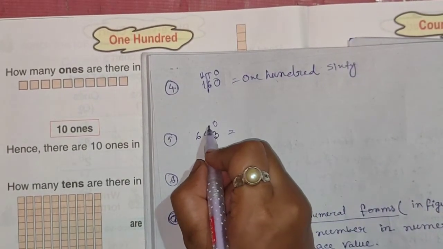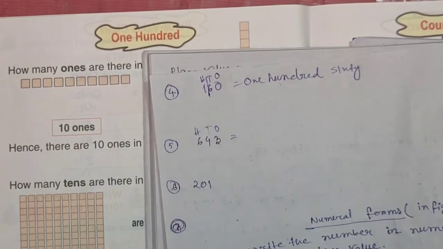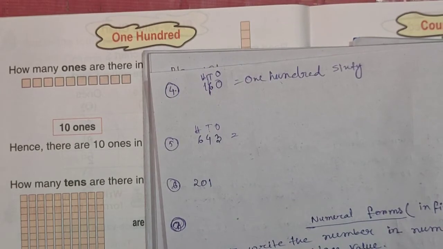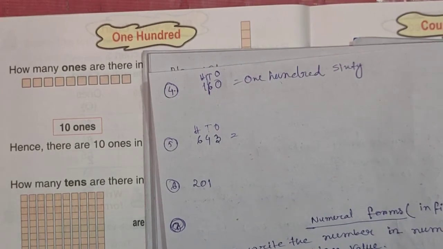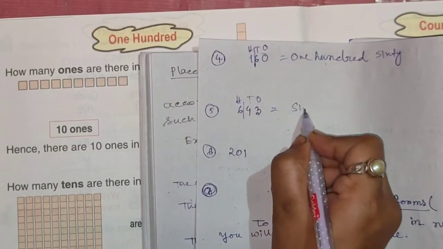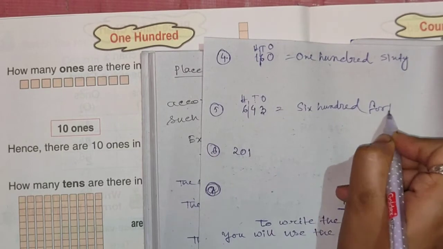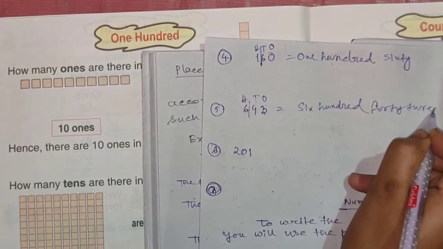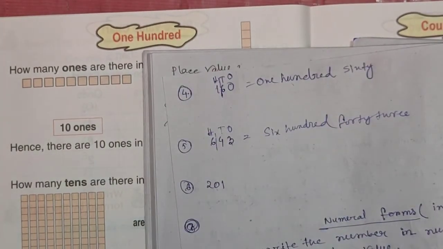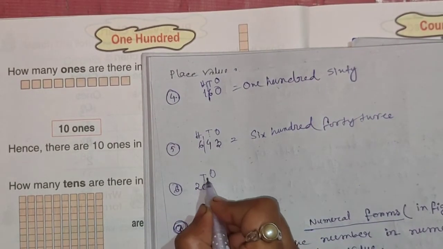Next 643. First we will write this number into the place value chart. Ones, tens, hundreds. 600, 4 tens and 3 ones make 43. So the number name of this number will be 643.